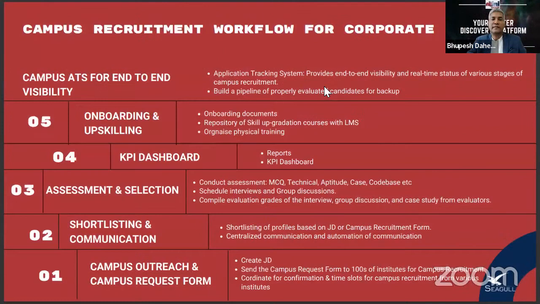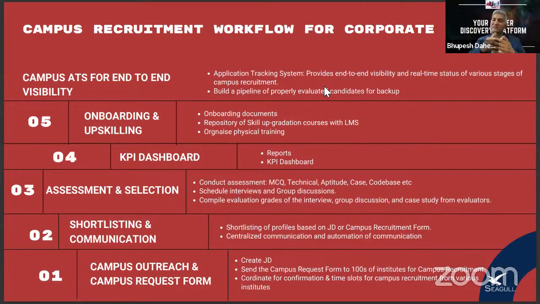Now, this is a typical workflow of a recruiter when a recruiter goes for hiring. So what a recruiter does, they will identify the colleges, they will create the JD, right? So they will do the internal assessment for what job they want to hire, what skills they require, how much salary they want to offer, what is the number they want to hire. They will get the budget allocation. And then they will send the request to various colleges, hundreds of colleges. And then this is a whole manual process.